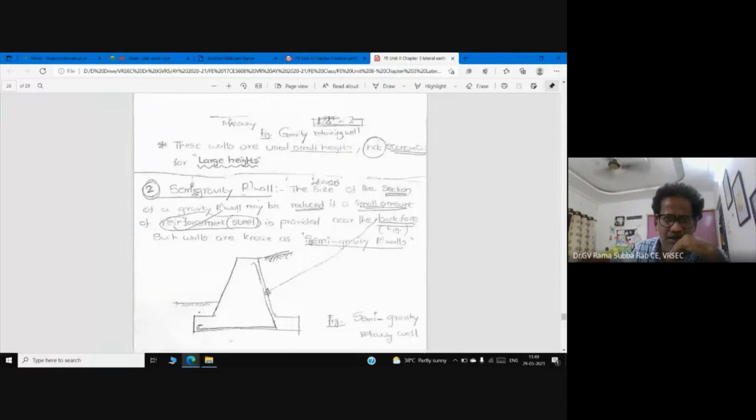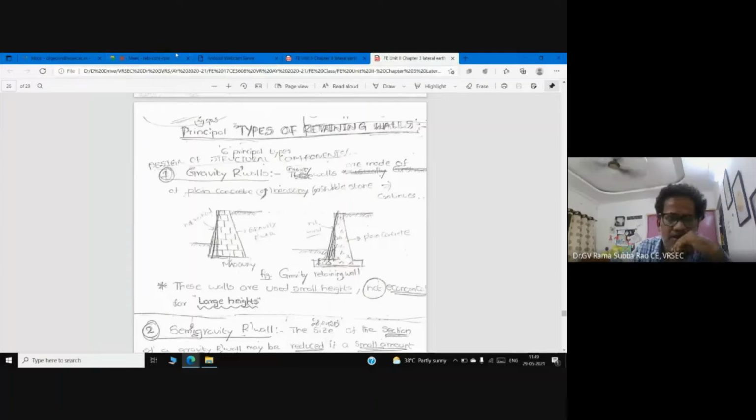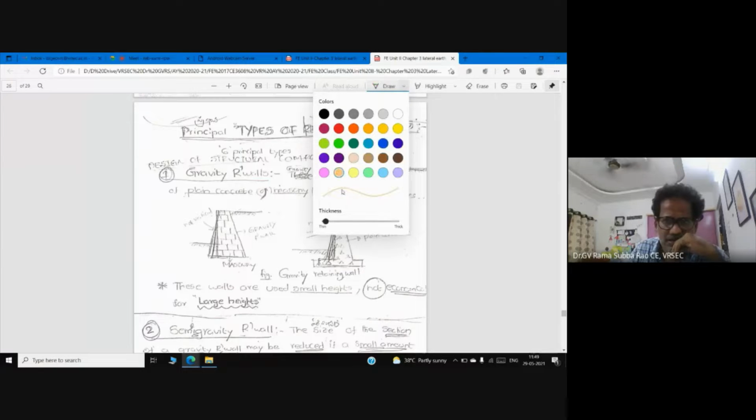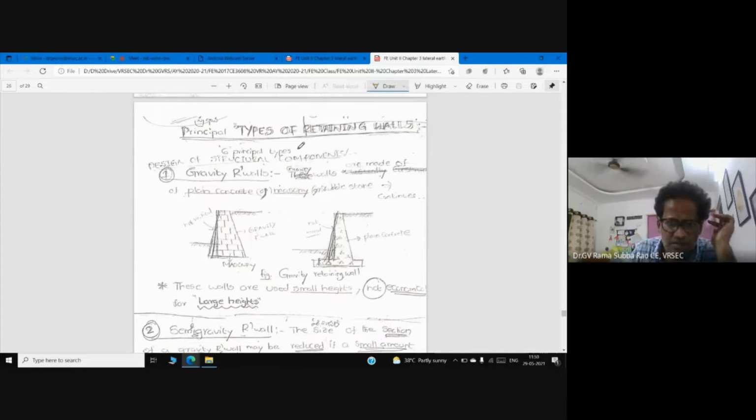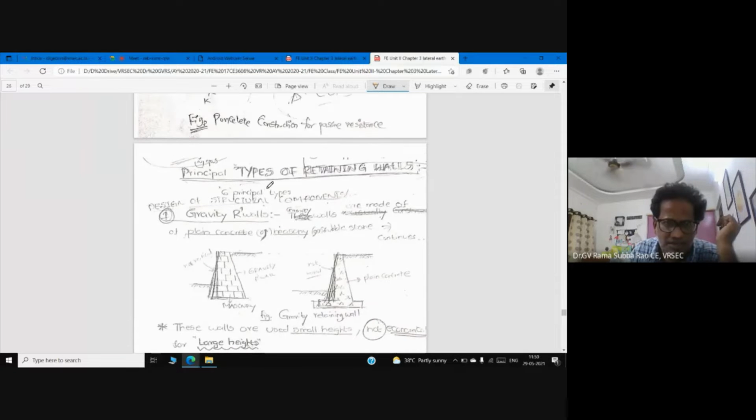Gravity wall. Whenever you look at the world, many times in the beginning, when engineering was not fully developed the way we see it today, civil engineers used to construct retaining walls like this. They believed that if you construct a heavy wall, its weight is more, gravity is more.